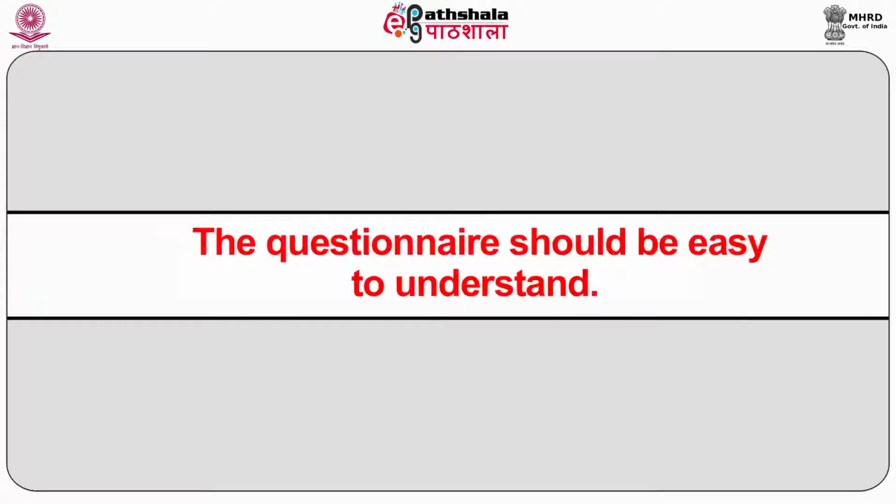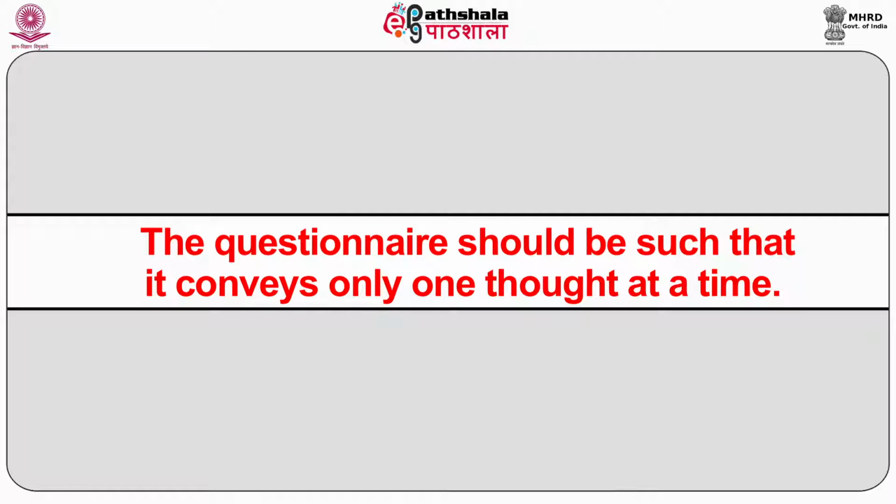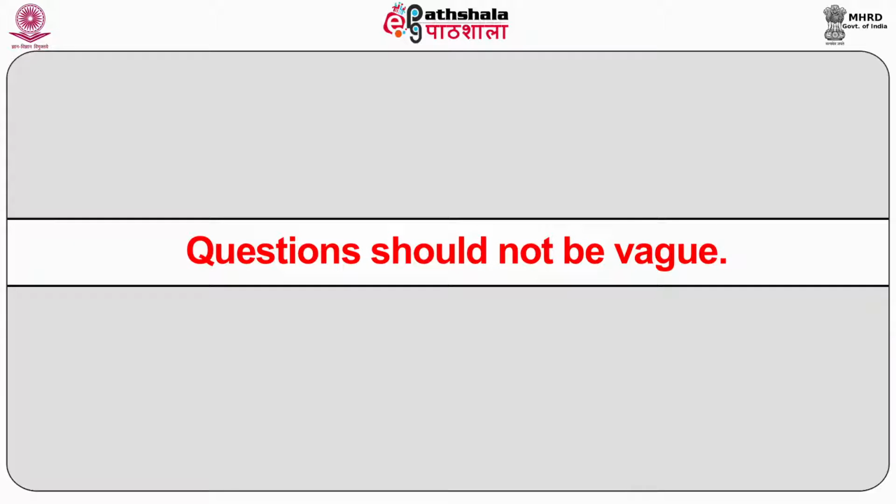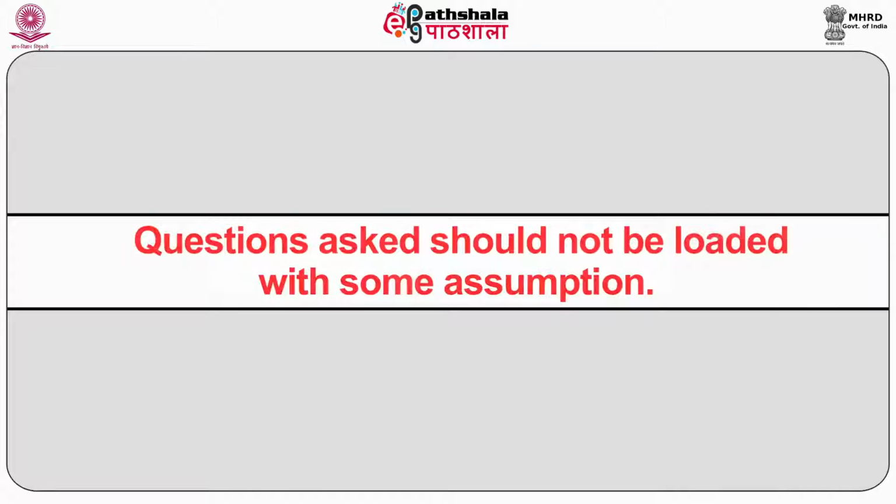Number 1. The questionnaire should be easy to understand. Number 2. The questionnaire should be such that it conveys only one thought at a time. Number 3. The questionnaire should be concrete and should conform as much as possible to the respondent's way of thinking. Number 4. The questions in a questionnaire should not be vague. Number 5. Questions asked should not be loaded with some assumptions.